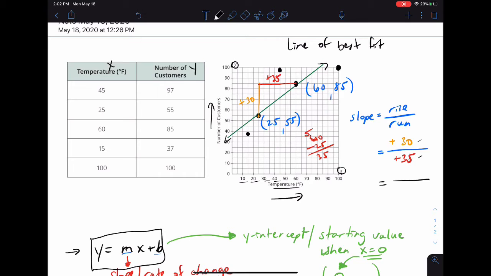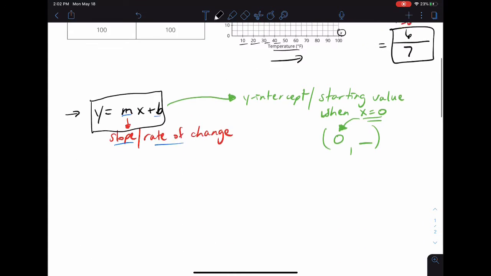Well, we can reduce that. You can divide them both by 5. So if we reduce that, we get 6 over 7. That's going to be our slope. Okay, so let me go down here.